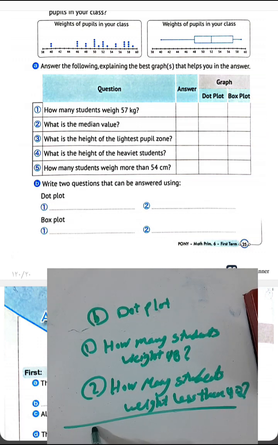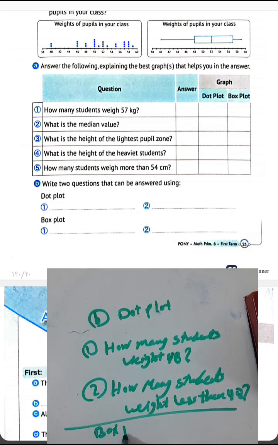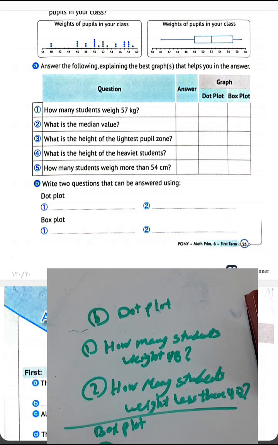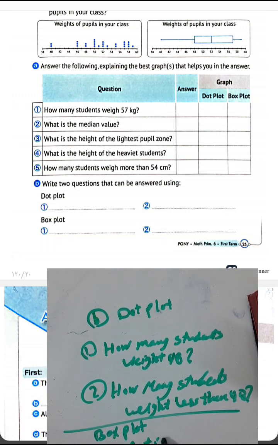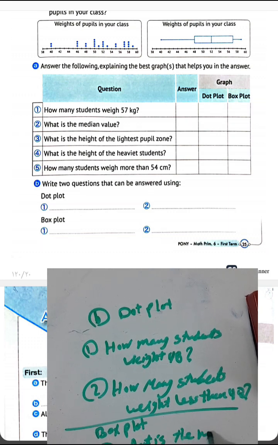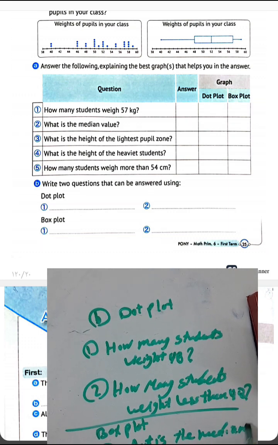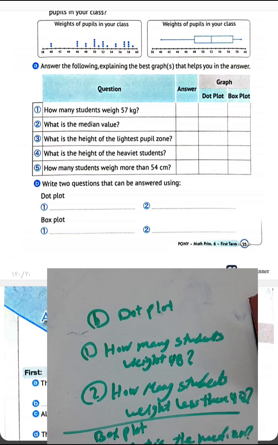Question B about box plot. You can write this question. Number 1. What is the median? And what is the lower quartile?